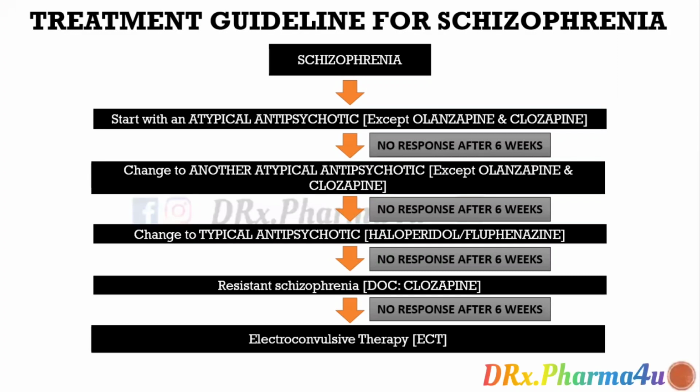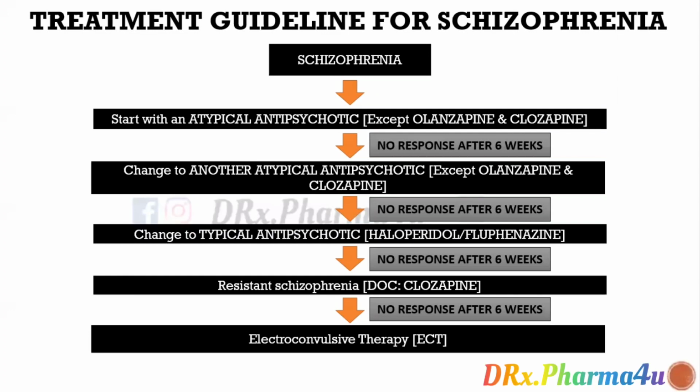If there is no response even after 6 weeks, for example, you are using that medicine for 6 weeks and there is no beneficial effect, in that condition we can switch over to any other atypical antipsychotic. Any other means you have to stop the one you were using before and switch over to any other atypical antipsychotic, again except olanzapine and clozapine. Again, if there is no response, then we switch over to a typical antipsychotic. Usually the drug of choice is haloperidol or fluphenazine. This is what usually is given.